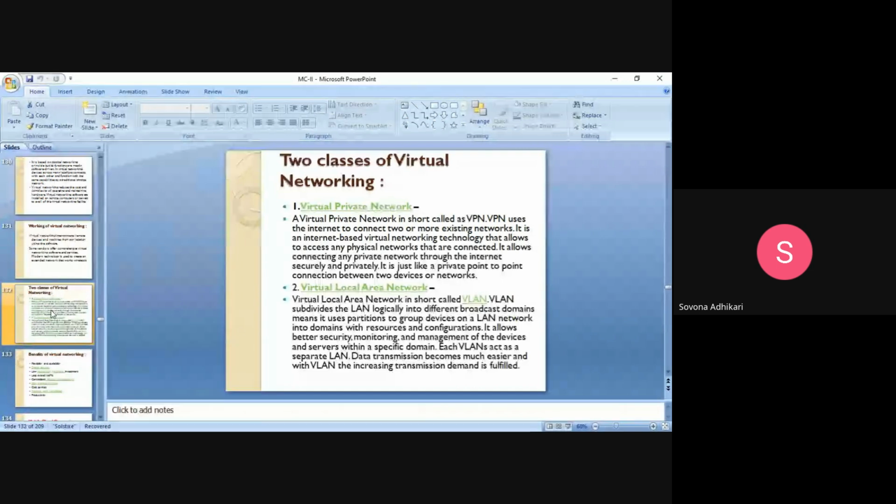Each VLAN acts as a separate LAN. Data transmission becomes much easier with VLAN. The increasing transmission demand is fulfilled.